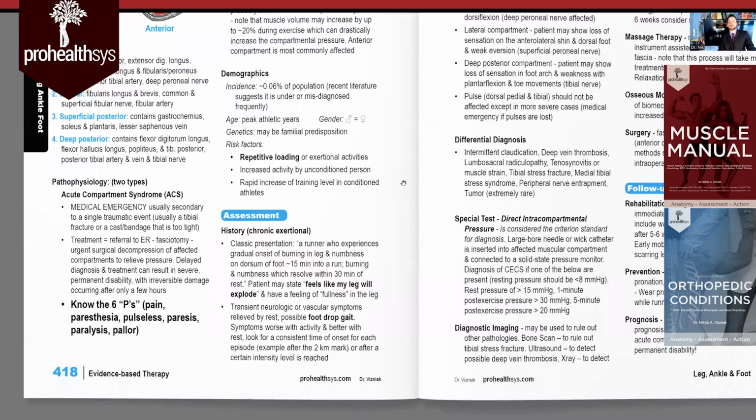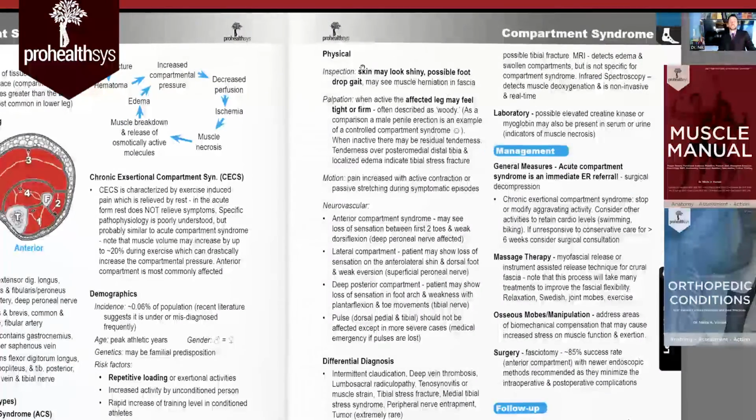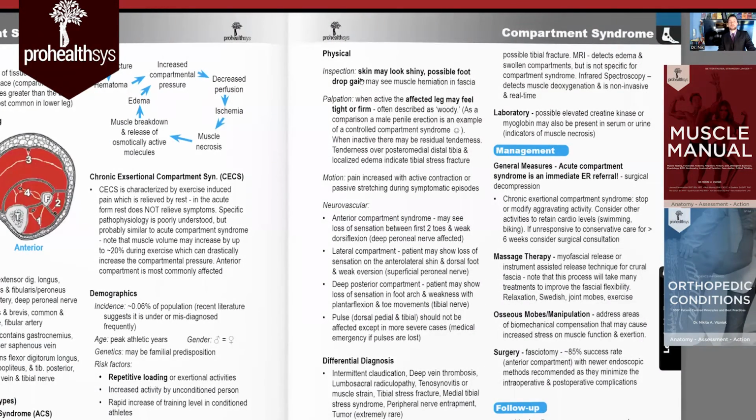What else do we see on physical exam? The skin may look shiny if it is stretched out, possible foot drop gait. And in some cases, I've actually seen this before as well. You might have the muscle where it herniates through the fascia. And usually it's going to be inferior right around the medial malleolus, but it can be anywhere. Palpation, when active, the affected leg may feel full, often described as a woody sensation.